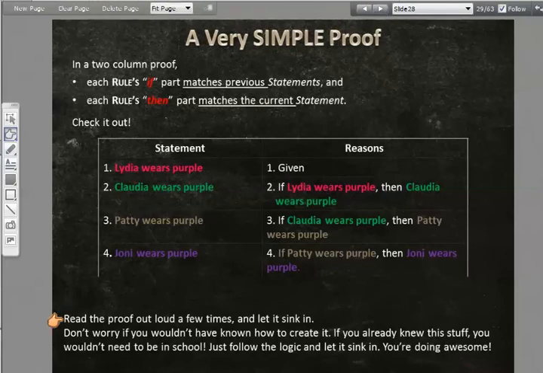Read the proof out loud a few times and let it sink in. And I've read it out loud a few times. Okay? Don't worry if you wouldn't have known how to create it. If you already knew this stuff, you wouldn't need to be in school. Just follow the logic and let it sink in. Okay? You are doing awesome, just sitting here and listening to me talk.